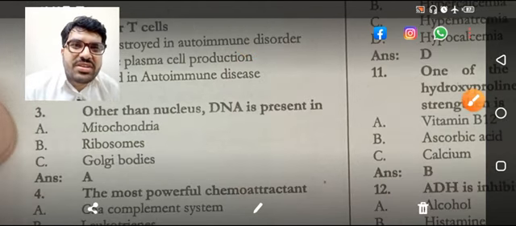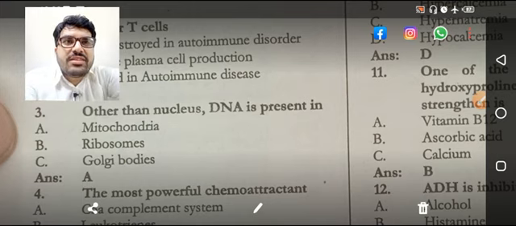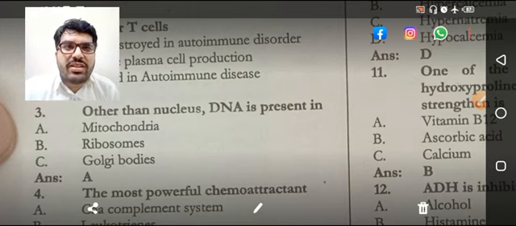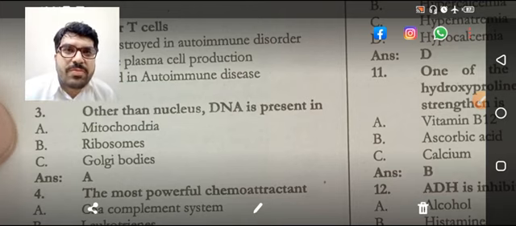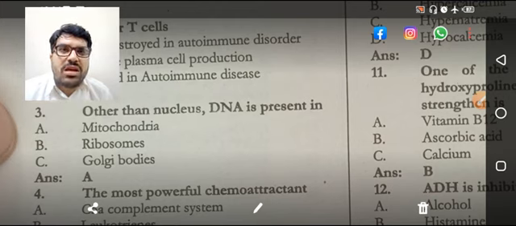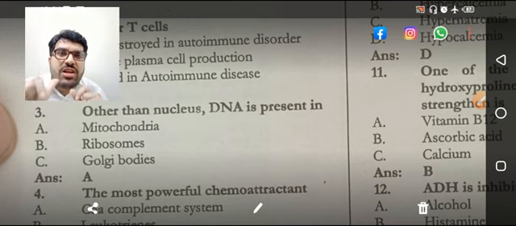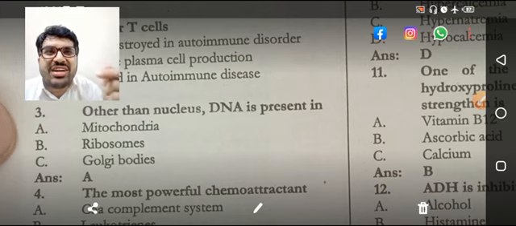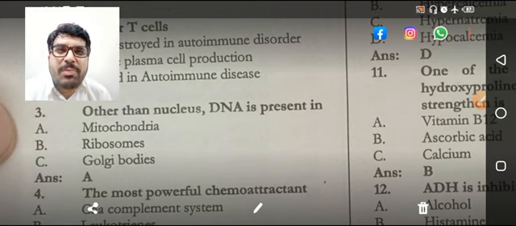Other than the nucleus, DNA is present in the mitochondria. There is another question regarding that: does the mitochondria come from the mother or the father? The answer is the mother, M for mother. There is another MCQ: which organelle is capable of reproduction irrespective of cell reproduction? The answer is mitochondria, because it has its own DNA. The organelle which is self-replicating is mitochondria.